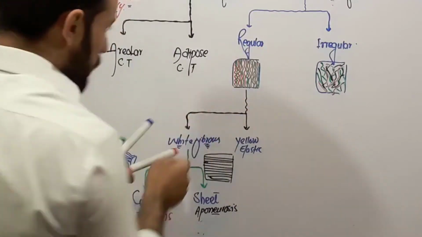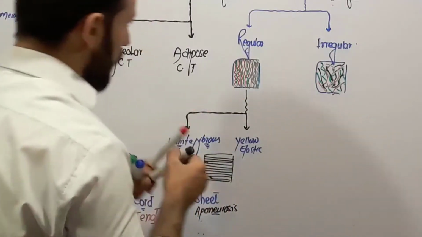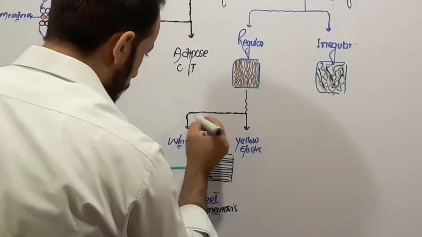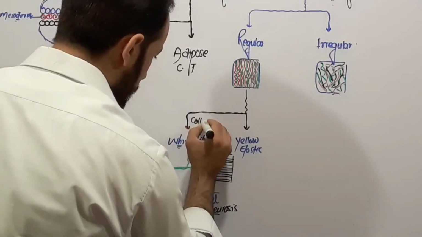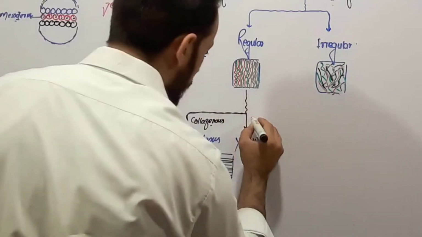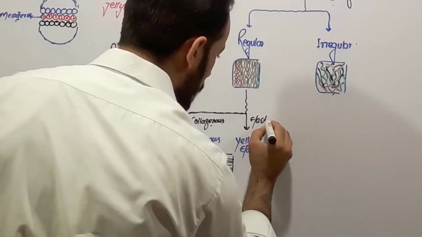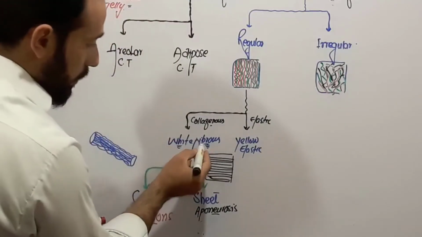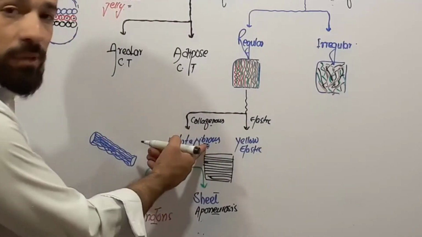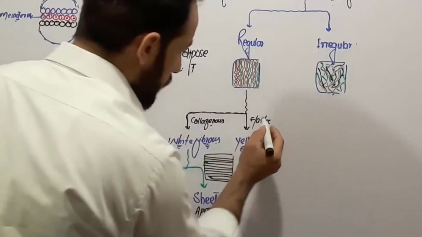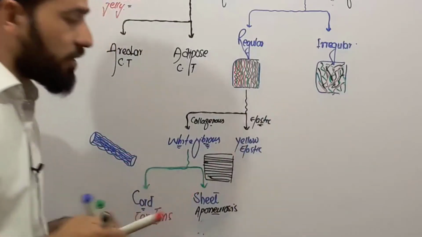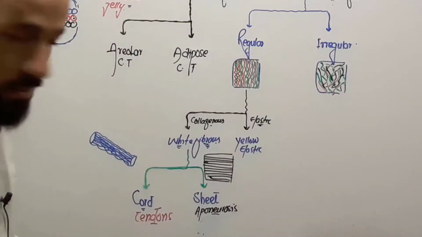So we can also say that the regular dense connective tissue is divided into two types, the collagenous and the elastic. Collagenous means it contains lots of collagen fibers. When it contains lots of collagen fibers, it must be fibrous. And elastic means it contains less collagen fibers, so that's why it is a little bit elastic in nature, right friends?